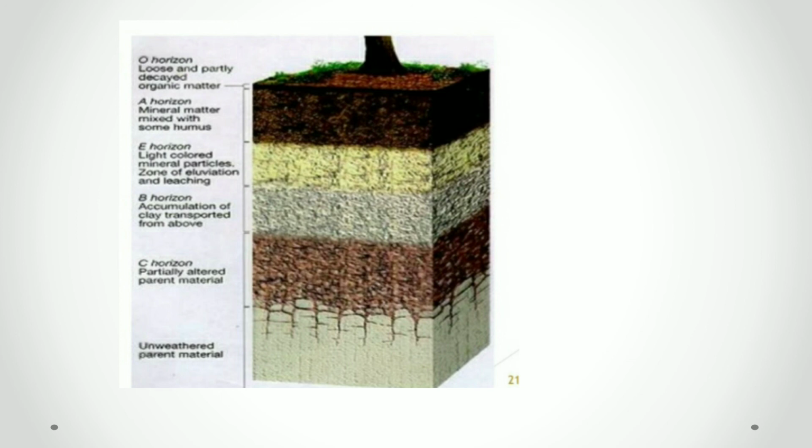Then horizon A and horizon B are known as the soil column. And the last one is the bedrock, that is the unweathered parent material.